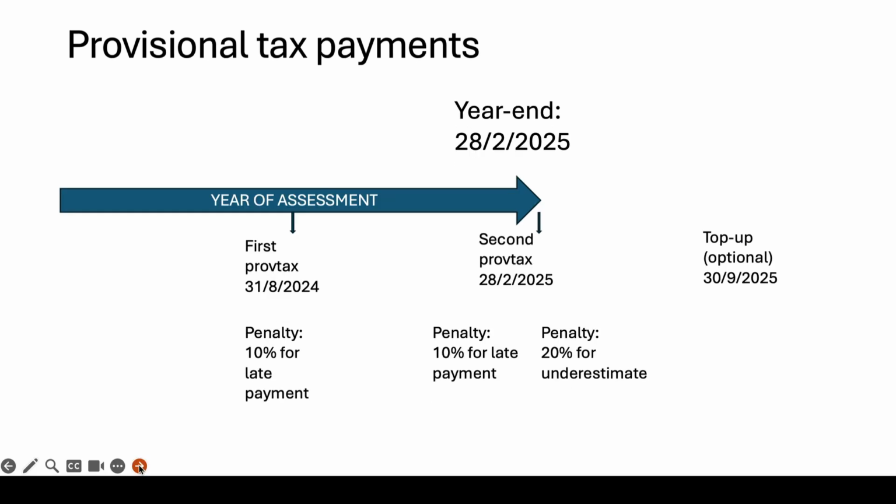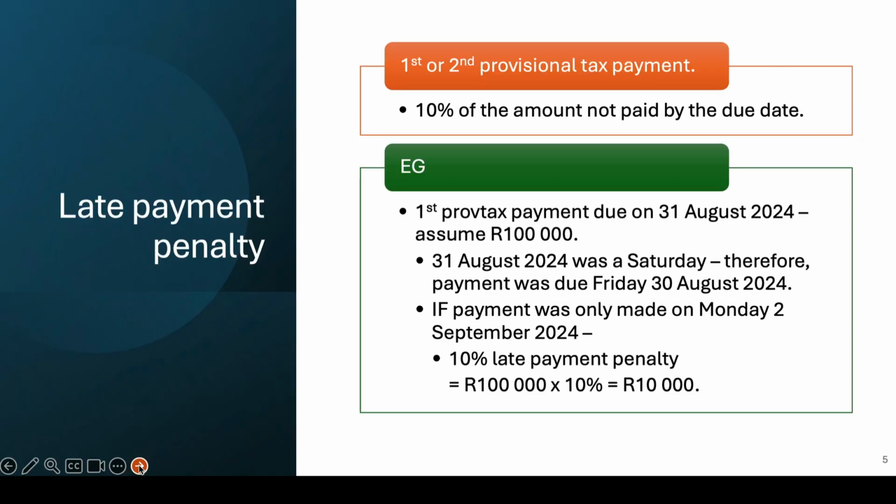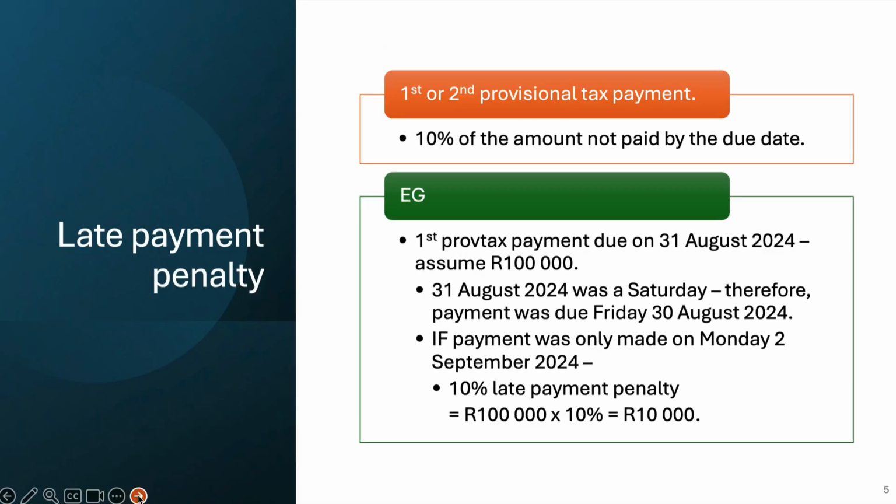So if we have a look at these penalties, for the first provisional payment, the only penalty that applies there is a late payment penalty. The second can carry both the late payment penalty and the underestimate penalty. Well, let's not get too technical too quickly. Let's just have a look and see how these penalties work. So the late payment penalty can apply to both the first and second provisional payment, and then the underestimate penalty only applies to the second provisional payment.